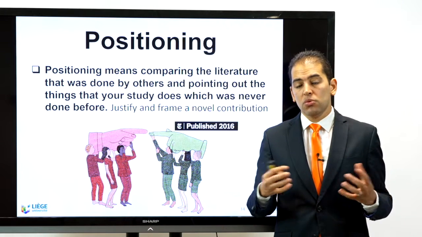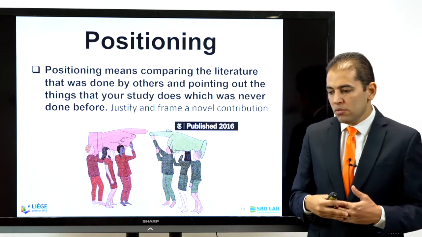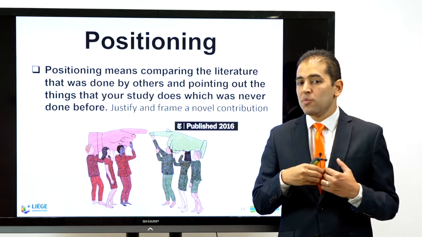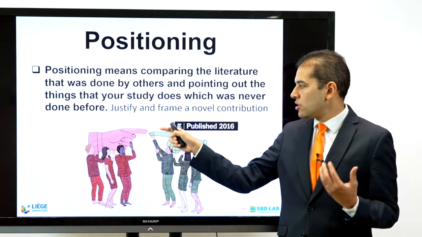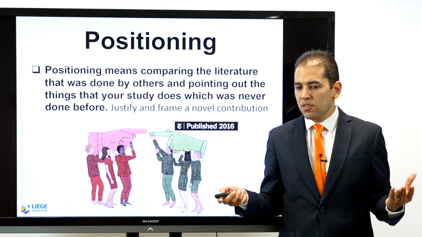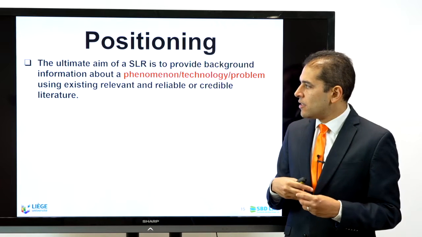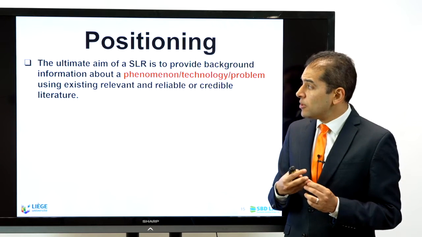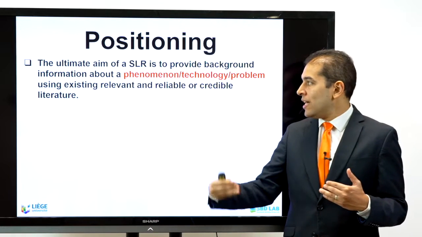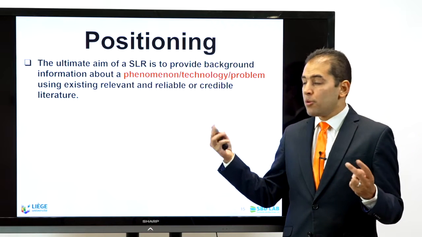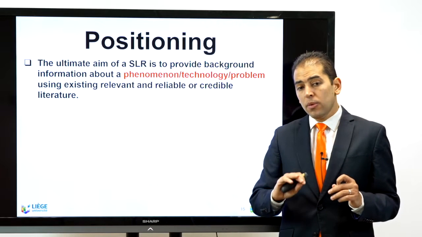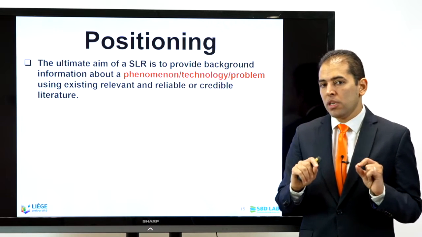This is very important to look at, because when you are conducting a literature review or a systematic literature review, you need to make sure that it was not done before, and you need to explore the existing literature, and frame and justify the novel contribution of your systematic literature review according to existing literature. So positioning here looks at important aspects. The ultimate aim of a systematic literature review is to provide background information about a phenomenon, technology, or problem, using existing relevant and reliable or credible literature. This is very important to take into account.